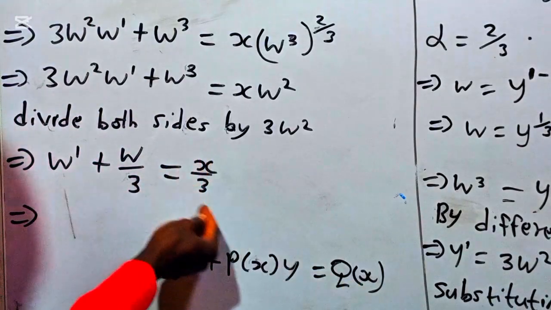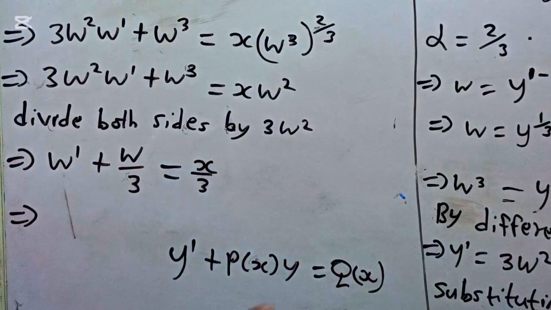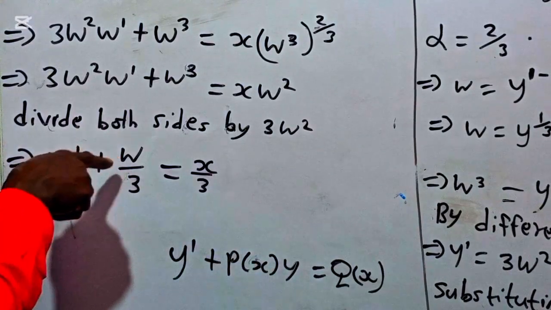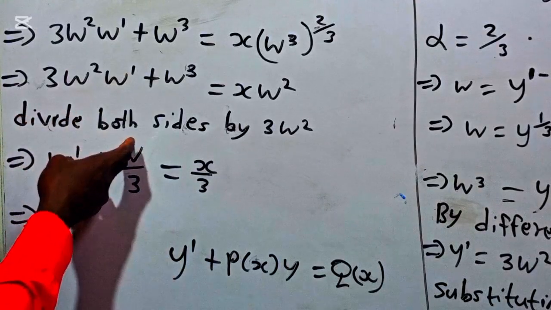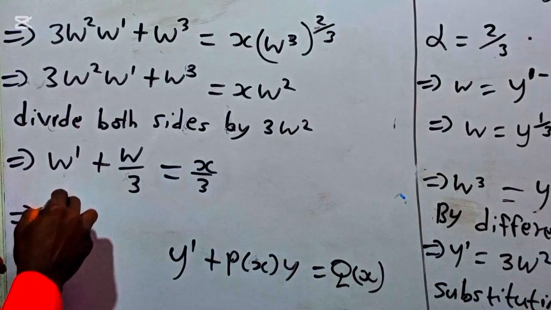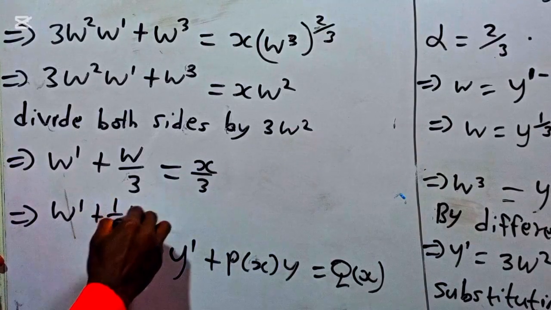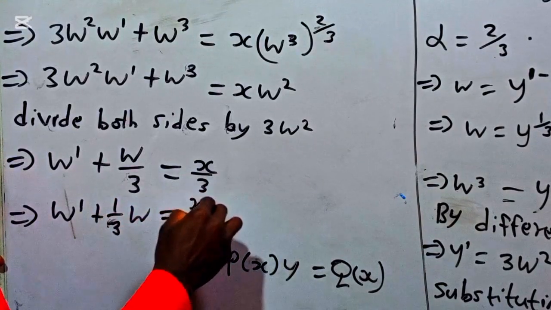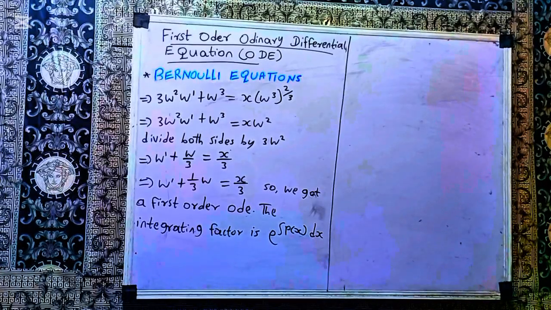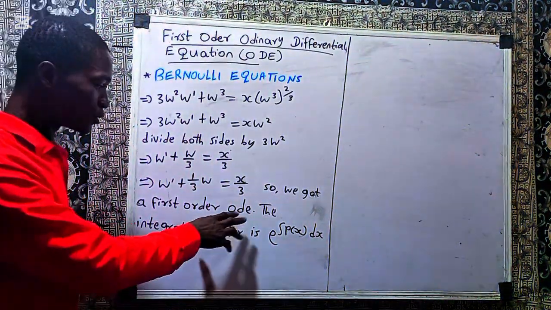This q of x is a function of the independent variable alone, right? Then p of x is the coefficient of the dependent variable. Our dependent variable is w because w has prime. So what's the coefficient? The coefficient is 1 over 3, because I can write this as w prime plus 1 over 3 w equals x over 3. So the coefficient is this p of x. So we got a first order ODE.